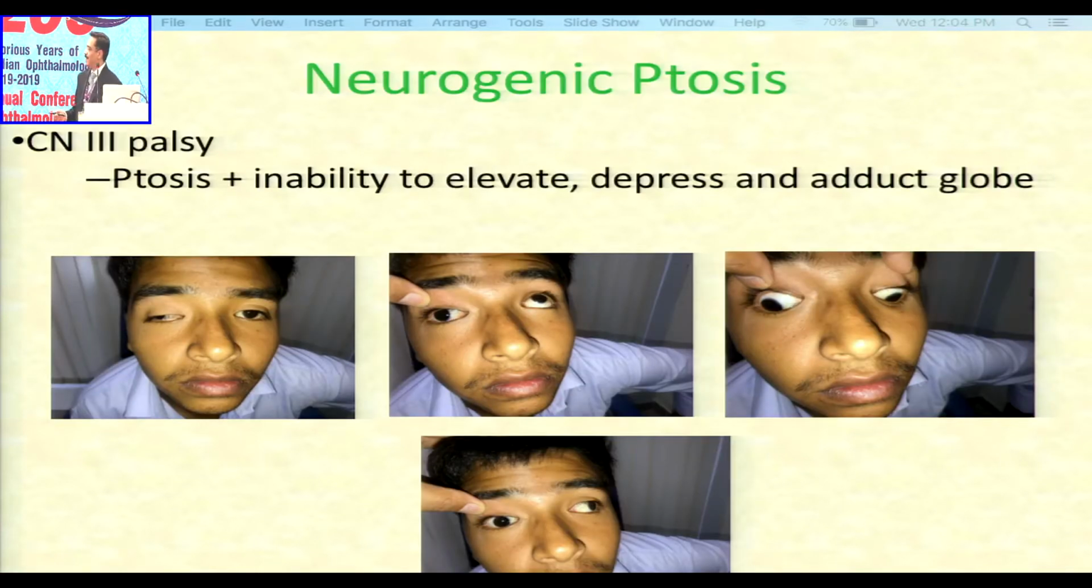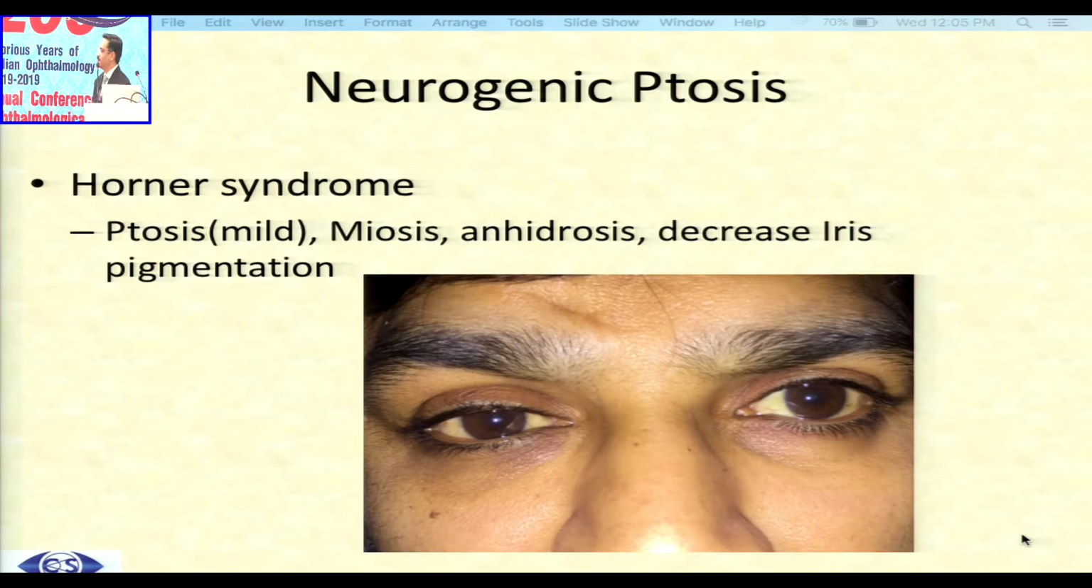This is third nerve palsy: ptosis, the eye has gone into abduction, not able to move up, not able to move down, not able to adduct. So all movements are restricted except adduction, and also superior oblique movement, if it is functioning. Horner syndrome: mild ptosis, meiosis, the pupil is constricted here. This will be the clinching finding. In long-standing cases, you may have anhidrosis of the face and decreased iris pigmentation also.